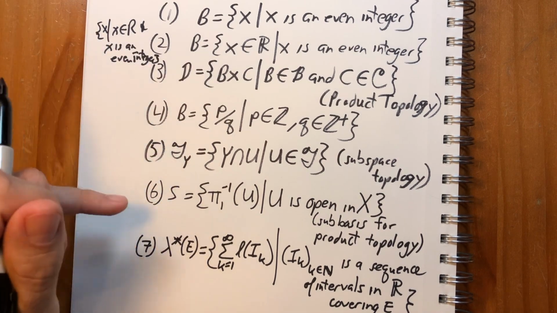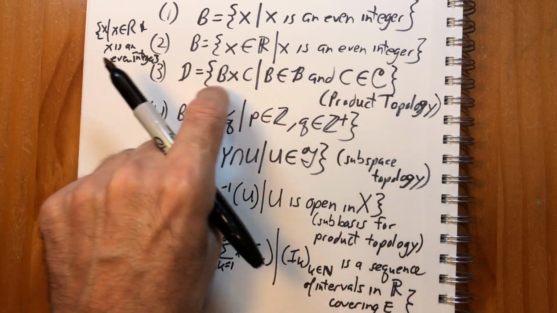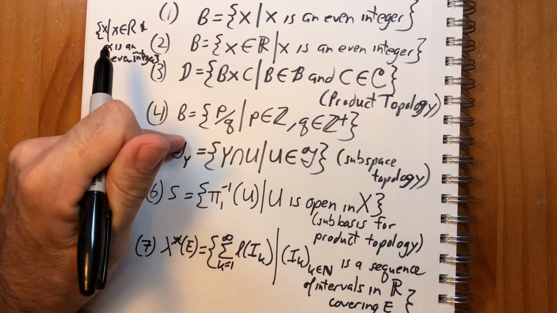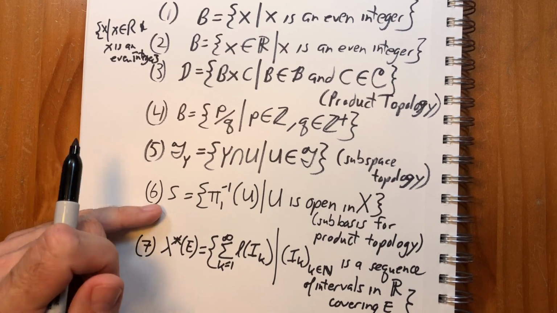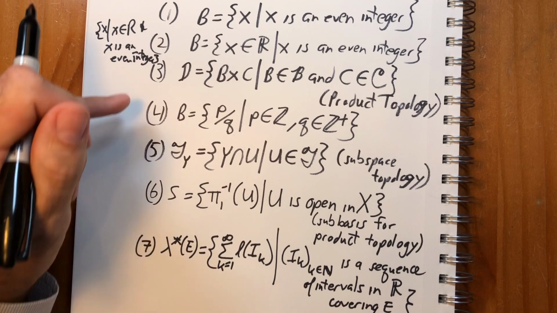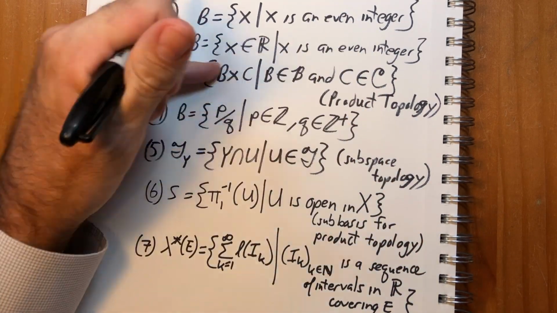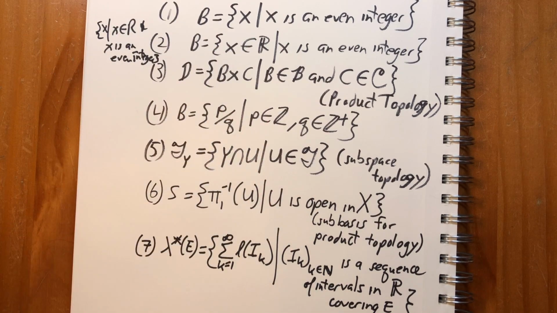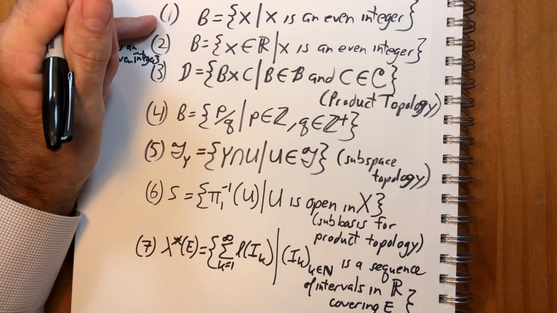So 3, 5, and 6 I took from Munkres. This one defines a product topology, this one is a subspace topology, and this one is a subbasis for the product topology. And we'll be getting to these in just a couple weeks. We'll be starting to look at what all this means, but in the meantime, we're just looking at how they're defined right now. So this one does something completely different from what we've looked at so far.